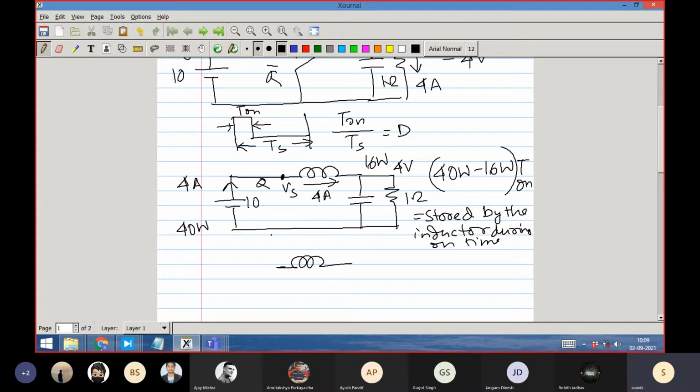Q bar is on. So Q is off, Q bar is on, and Q is open. The 10 volt is now floating. Since Q is off, the 10 volt is floating. This is the inductor, this is the capacitor, and this is the resistor. This capacitor is very big, so it doesn't change its voltage level significantly. Even if it changes, it is very minute, and we have to ignore it.